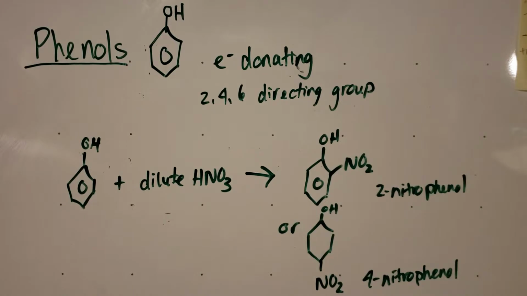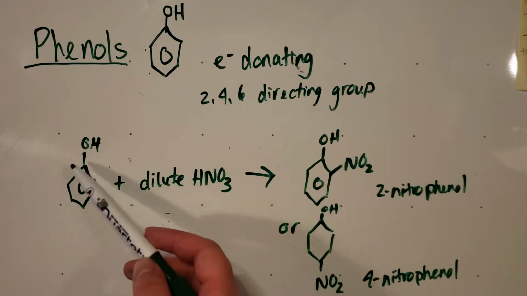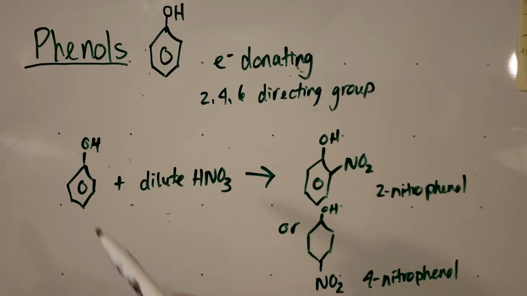Now, unlike trying to add a nitro group to a benzene ring, the fact that this is electron donating means that we're activating that benzene ring, which is why we can use dilute nitric acid. We don't need concentrated nitric acid. This happens a lot easier with the phenol group on there than it would if it was just a benzene ring. So that's that one.